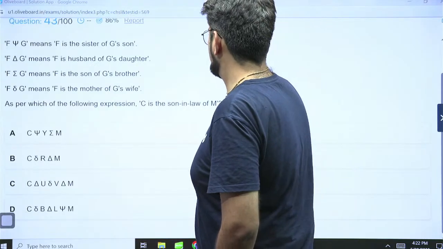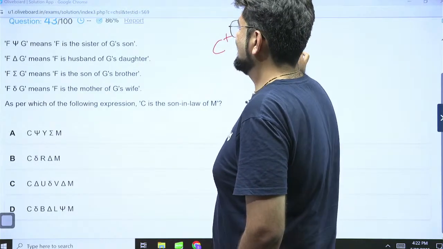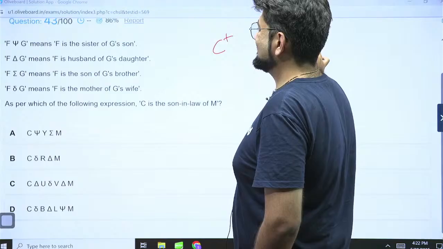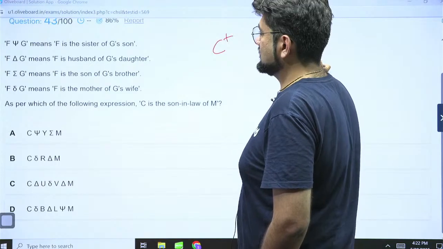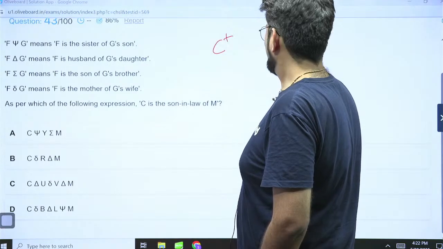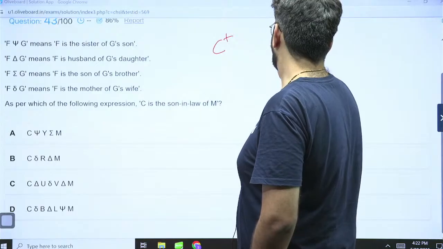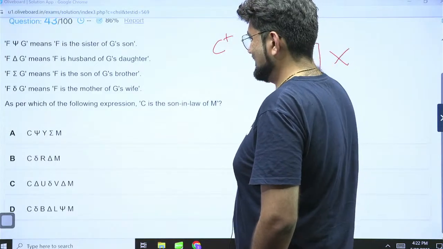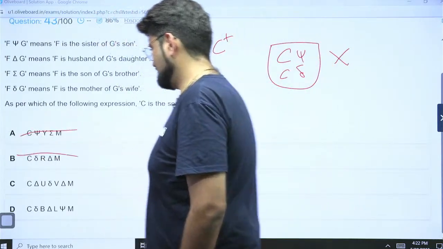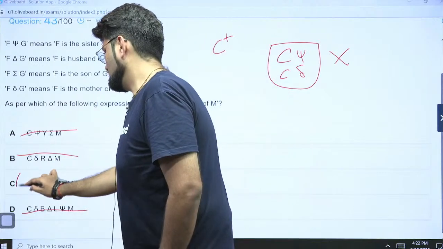So one thing is for sure, C is a male. C cannot be a female. So C cannot be sister of G's son. So C cannot have this husband, son, mother. C cannot have a delta after it. This is not allowed. Can we see this? Yes, this is gone. This is gone. This is also gone. Oh my God. This is the only option left.